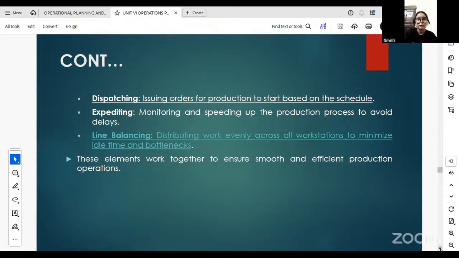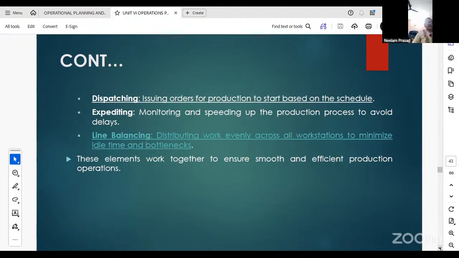Dispatching: issuing orders for production to start based on schedule. Expediting: monitoring and speeding up the production process to avoid delays. Line balancing: distributing work evenly across all workstations to minimize idle time and bottlenecks. These elements work together to ensure smooth and efficient production operations.